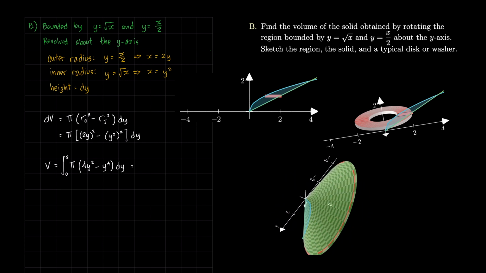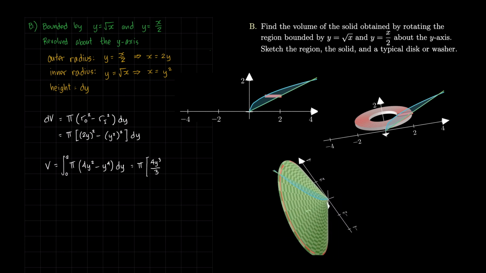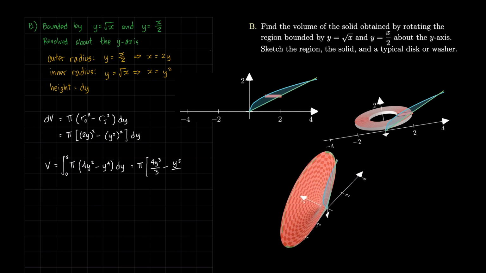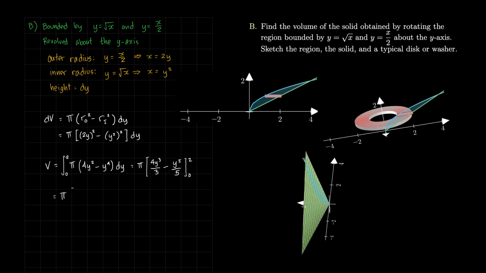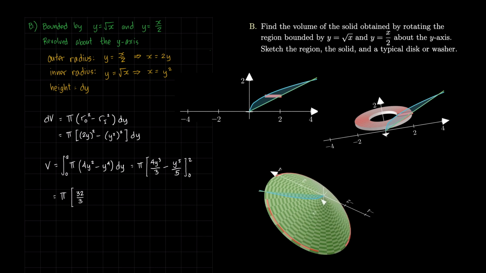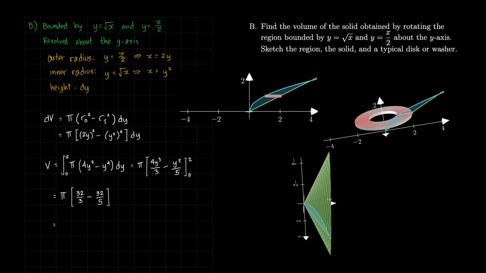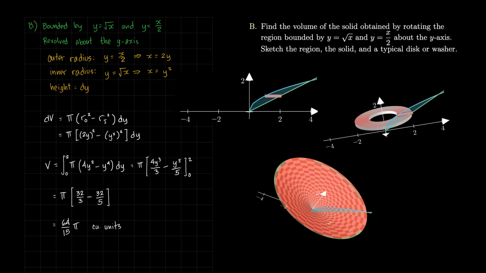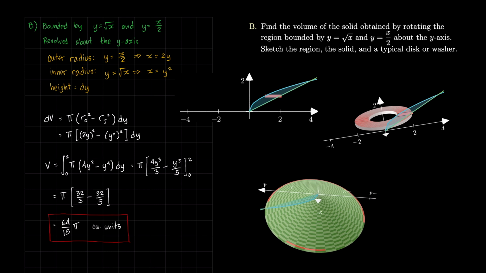This results in the antiderivative pi times the quantity 4 over 3 y cubed minus y to the fifth over 5, evaluated from 0 to 2, which is equal to pi times the difference of 32 over 3 and 32 over 5, giving us our final answer of 64 over 15 pi cubic units, which we'll highlight as our final answer.